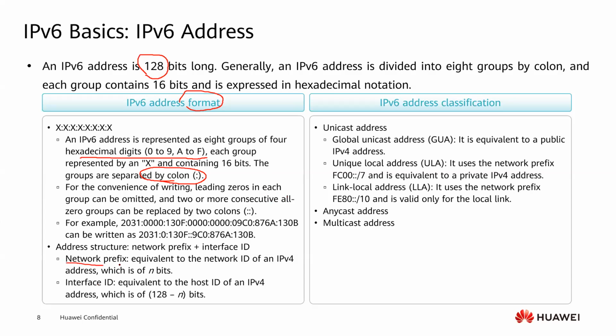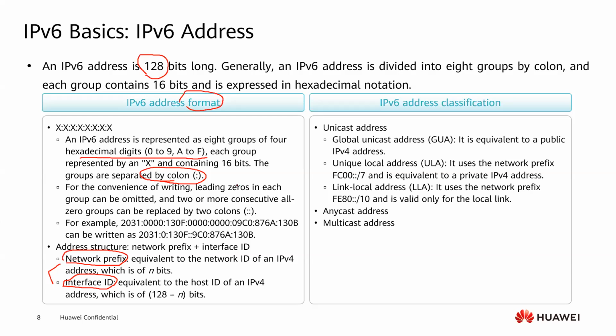The first is the network prefix, just like the network ID of the v4 IP address. And another part is the interface ID. The interface ID looks like the host ID of the v4 IP address.